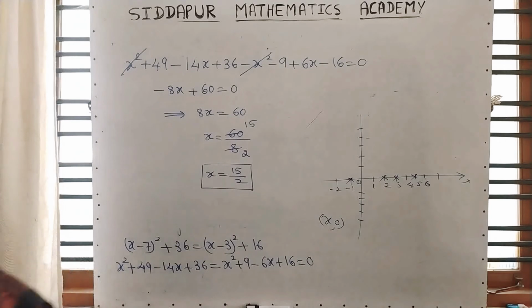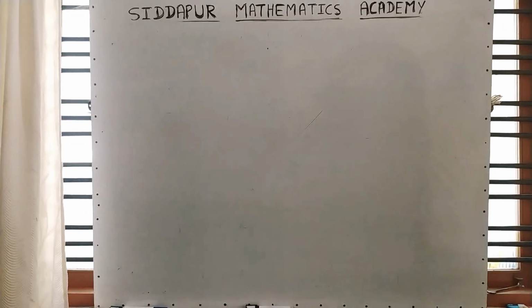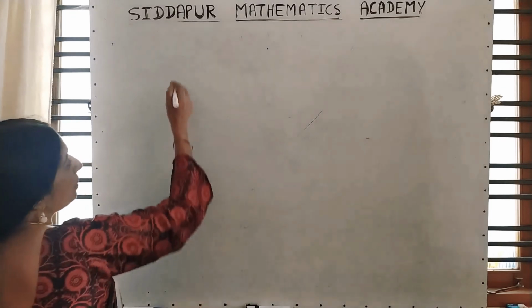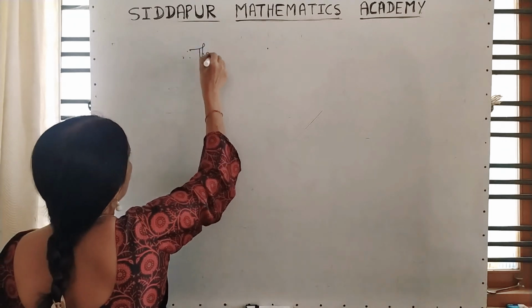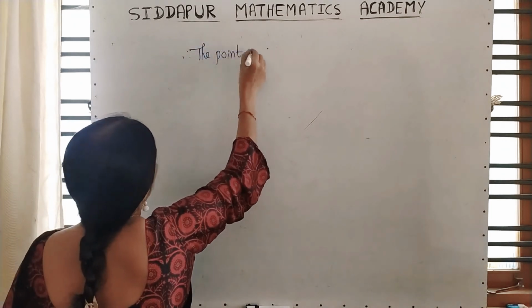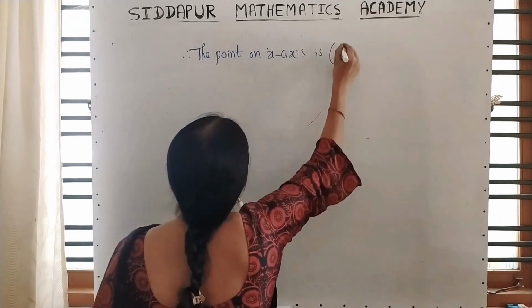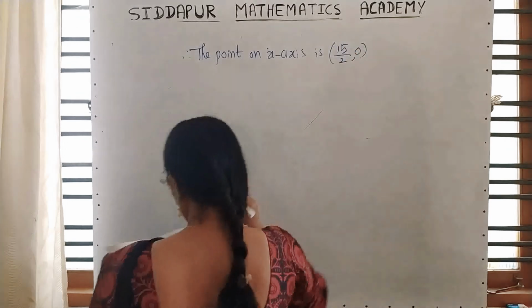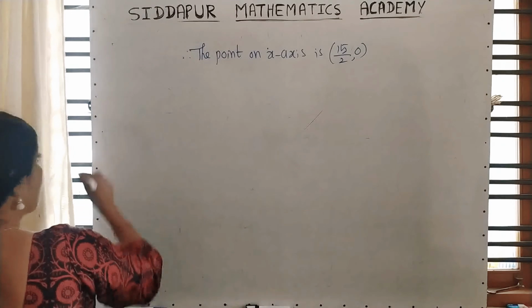Moving to the next question. So you got x is equal to 15 by 2 and the question is find the point on x-axis. Therefore, the point on x-axis is 15 by 2 comma 0, because x we got 15 by 2. Moving to the next question, that is the fifth one.